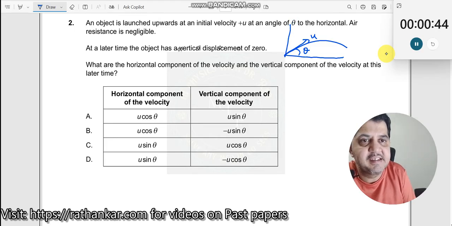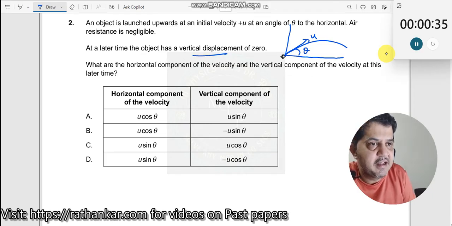Okay, y-axis. At a later time, the object has a vertical displacement of 0. What do you mean by vertical displacement? It starts from here and it falls down here at this point. The vertical displacement along y-axis is 0. Okay, that means it has reached the ground. That's what it tells you.